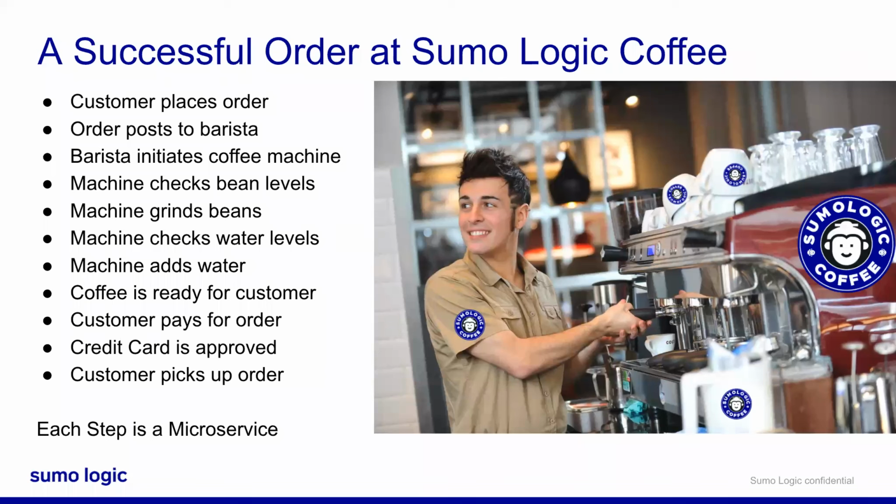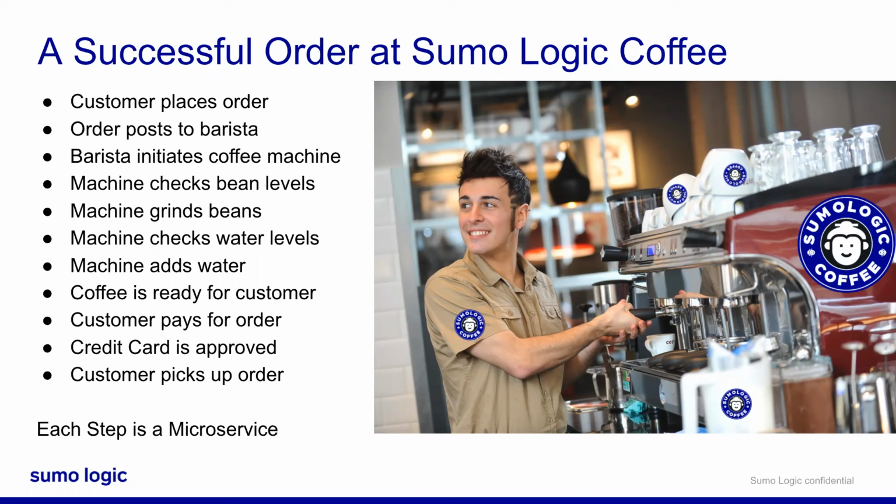Now, unfortunately, we are Sumo Logic Coffee, a for-profit organization. Our goal is to make money, and so the customer is going to have to pay for that order. We're going to assume this is using a credit card or a non-cash transaction. A credit card is going to need to be approved. Once that card is approved, then the customer can pick up their order.